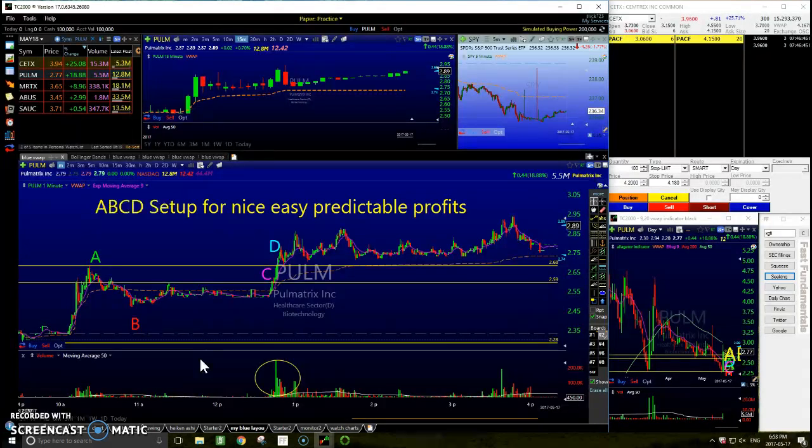You need to try it out, and over the multiple times that you'll play the ABCD setup, you'll get to know what you're comfortable with and what you're good at. Trading is about finding what you are comfortable with, not what somebody tells you you should be comfortable with. What you are comfortable with.